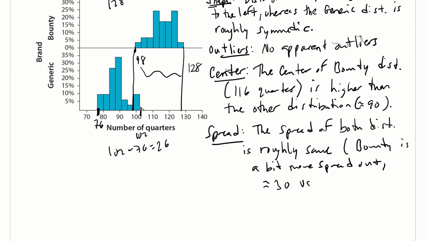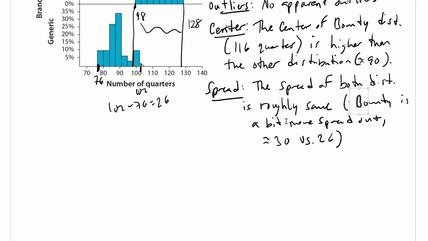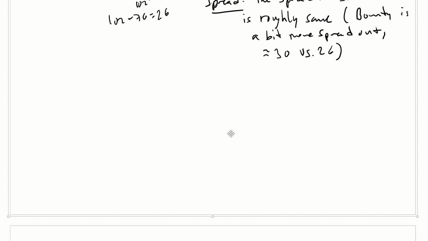Approximately 30 versus 26. So we could say that. I mean, if you say it's roughly the same, I would take it. That's fine. But yeah, bounty's a little bit more spread out.